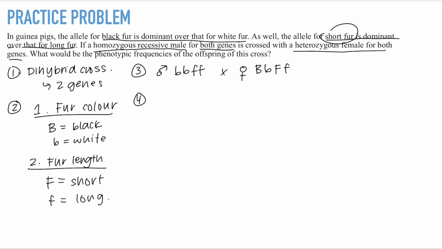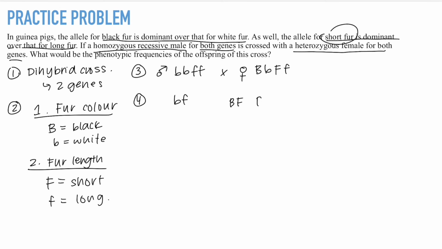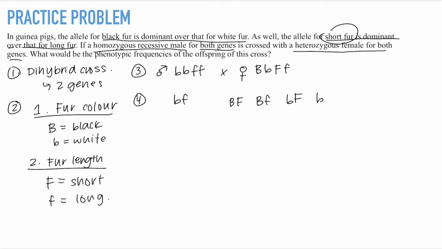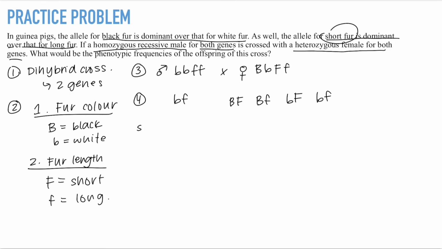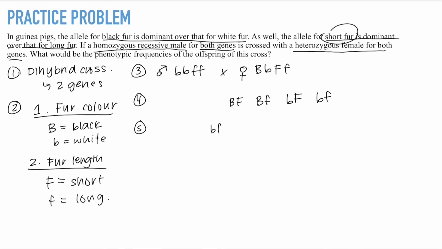The next step is to figure out the gametes of our parents' genotypes. For the male parent, we will have little b, little f, and for the female parent, we will have 4 different types. We will have big B, big F; big B, little f; little b, big F; and little b, little f. The fifth step is to do a cross using a Punnett square, and to do that, I will just move one of the gametes to the side.